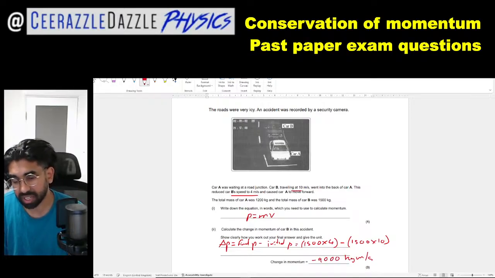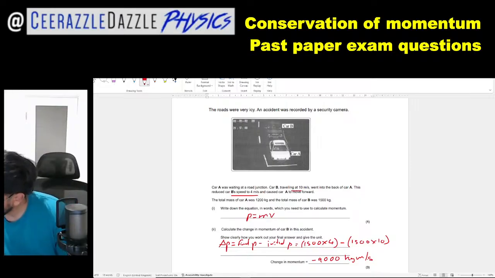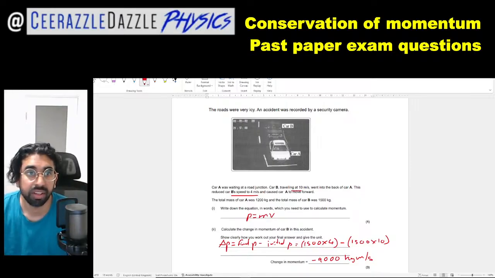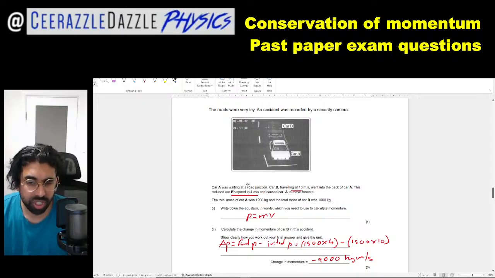Kilogram meters per second. That's going to be it over here. 9,000 kilogram meters per second. Okay, right, that was a tricky question because you had to read it carefully to identify what was the final velocity of B compared to the initial velocity.